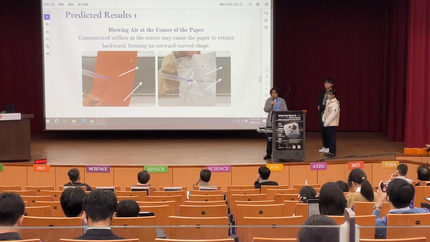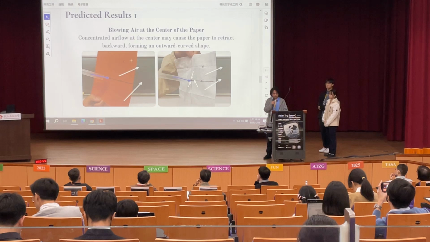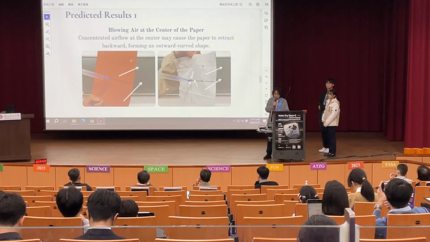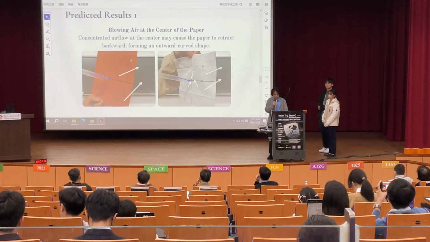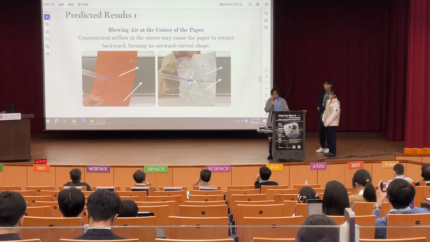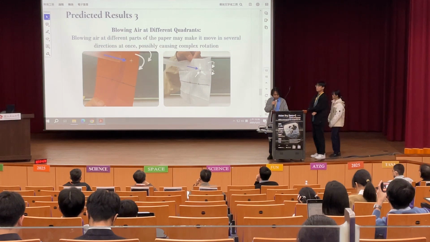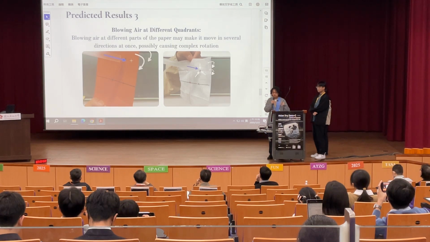Second, if air is directed at a point along the 1/4 or 3/4 position of the x or y axis, we expect the object's shape to deform around the impact point. The deformation will be more noticeable in softer materials, causing them to flip or rotate in place. Last, when air is blown into the 4 quadrants of the papers, we predict the deformation will align with these regions, resulting in a diagonal flip and more complex rotational movements.